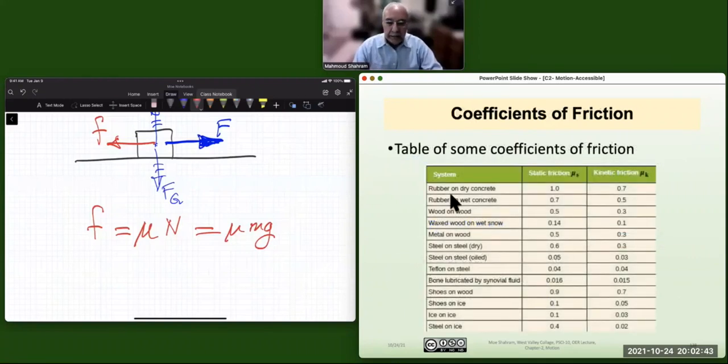If you look at the cases that you have, say, rubber on concrete, just like the wheel of a car or bicycle on a road, the static friction coefficient, mu S, is 1, but once it starts moving, it's less, it's 0.7. Metal on wood is 0.5 for static, and 0.3 for kinetic. A shoe on ice is 0.1 for static and 0.005 for kinetic. These are some examples that show that static friction is larger than kinetic friction.